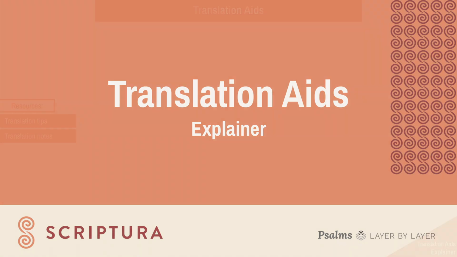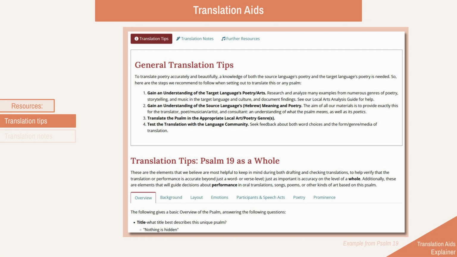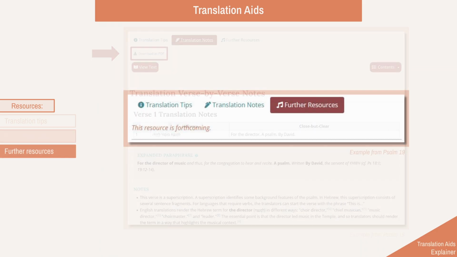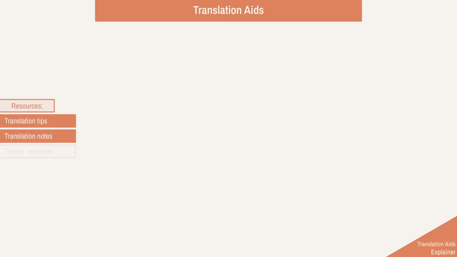The page is split into two main spaces: translation tips for the psalm as a whole and translation notes, verse by verse. And all of this is also downloadable as a PDF. A third tab is also included called Further Resources, where you can explore other projects and resources for translating the Psalms and Hebrew poetry. These two spaces, the tips and notes, overlap and correspond to the rest of our resources in different ways.